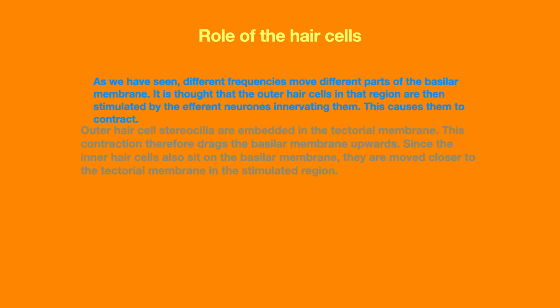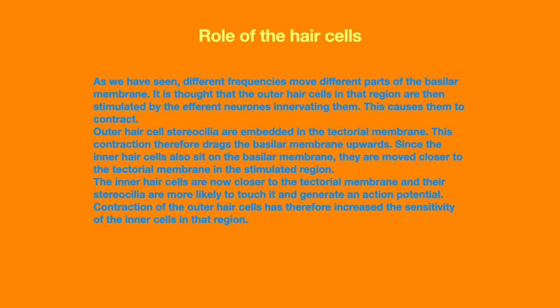As we have seen, different frequencies move different parts of the basilar membrane. It is thought that the outer hair cells in that region are then stimulated by the efferent neurons innervating them. This causes them to contract. Outer hair cell stereocilia are embedded in the tectorial membrane. This contraction therefore drags the basilar membrane upwards.